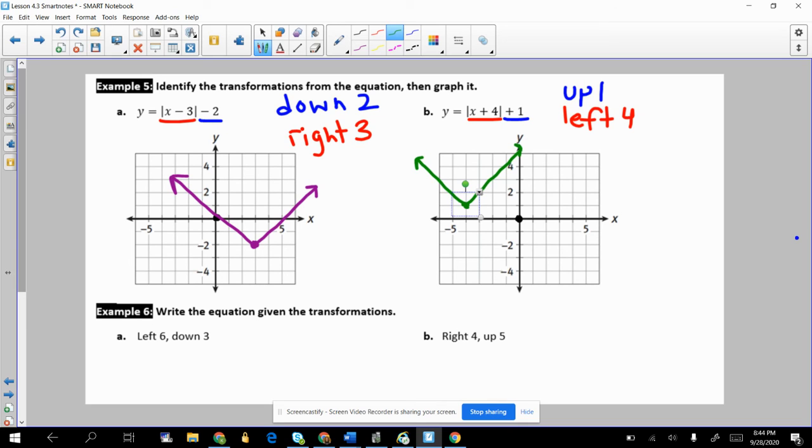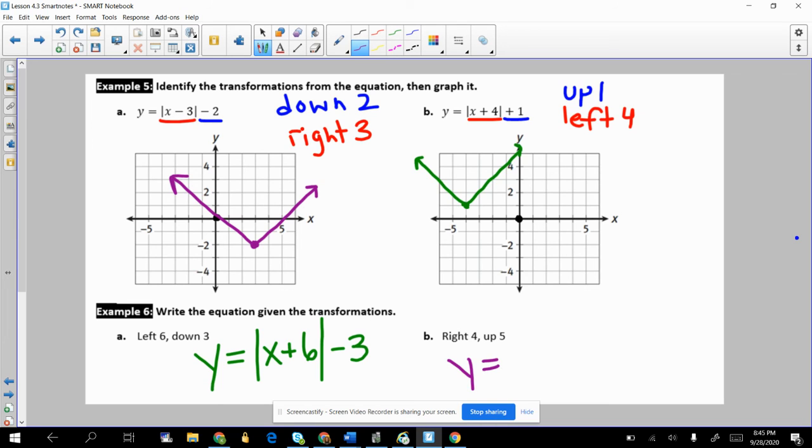Okay. All right, and very last part for today is writing an equation now given both pieces of information. So if we know it went to the left 6 and down 3, this would look like y equals the absolute value of x plus 6, because that's left 6. And then down 3, you would end your absolute value and put a minus 3 on the end. Okay. Same idea here, y equals, and that's going to be to the right 4 is going to look like x minus 4 inside the absolute value bars, and then up 5 would be that plus 5.